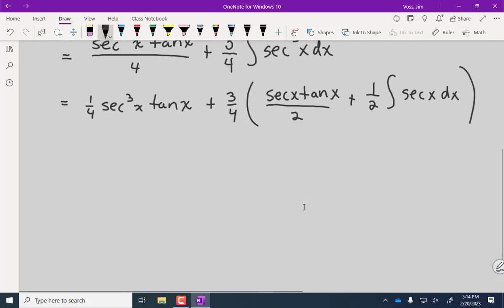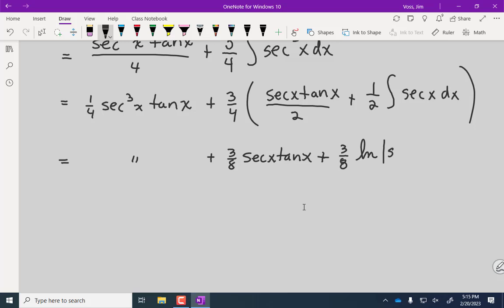All right, so last step, let's distribute this 3/4, so we have 3/8 secant tangent plus 3/8 here. All right, integral of secant. I will show you next time how to integrate this. Does anyone know what the integral of secant is? Natural log of secant plus tangent. We'll talk about why next time.